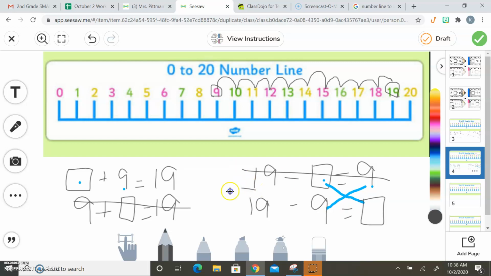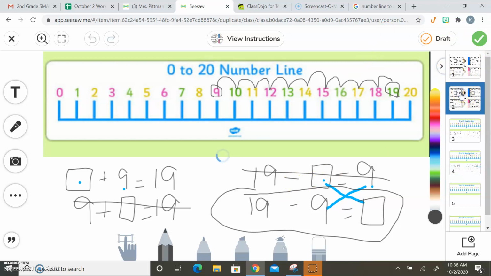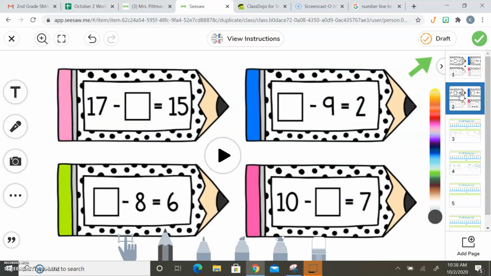And we know that we can actually do 19 take away 9 using our strategies. So that's another way that you could do those kinds of problems. Now, these are usually, I'm not going to lie, the trickiest ones right here. So it's kind of the same idea, except this time we're subtracting. Always look for that symbol.